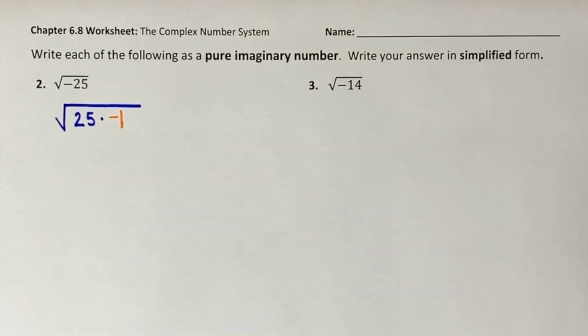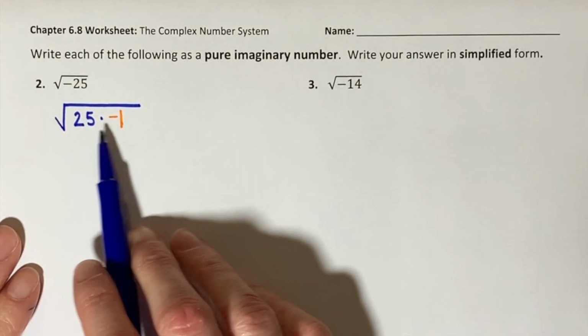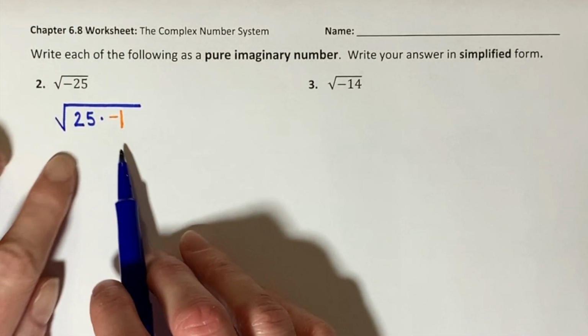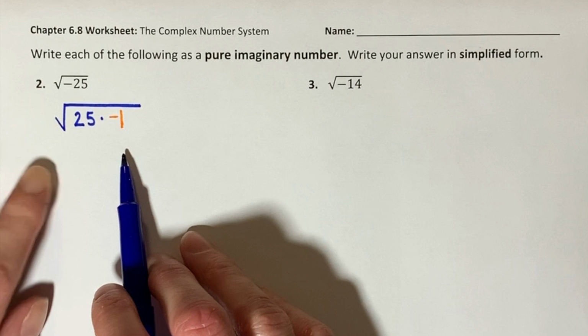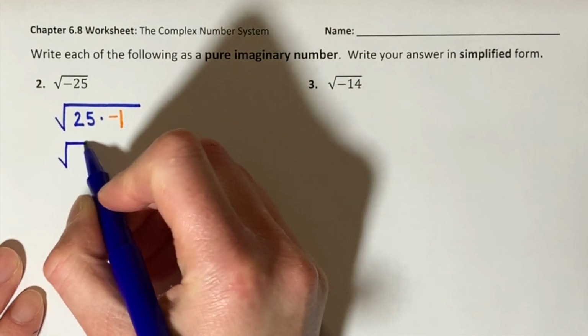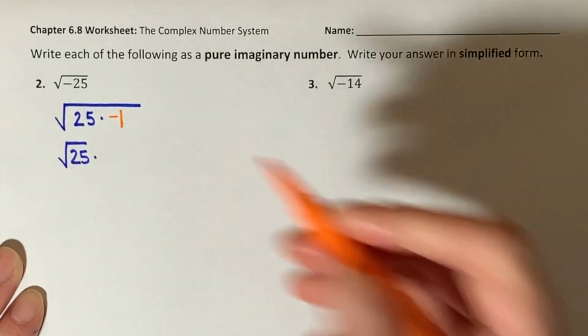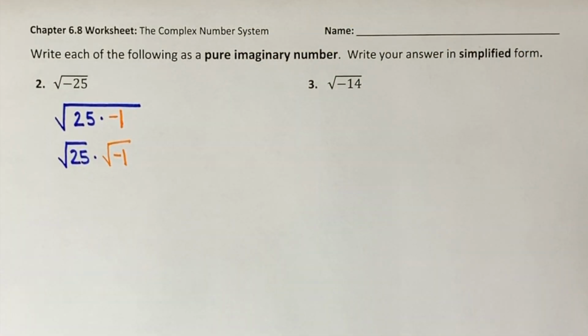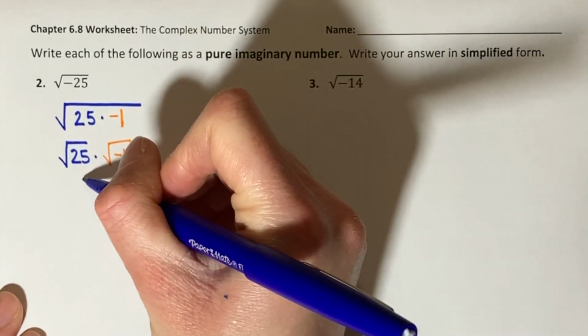Now we know the product property of radicals says when you multiply two quantities underneath a radical, you can break that apart into two separate radicals. So let's do that, and let's write this as the square root of 25 times the square root of negative 1. Now we just need to simplify, and then we'll be finished. The square root of 25 simplifies to 5.